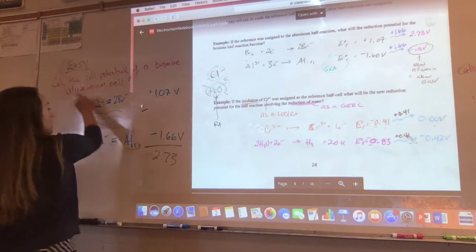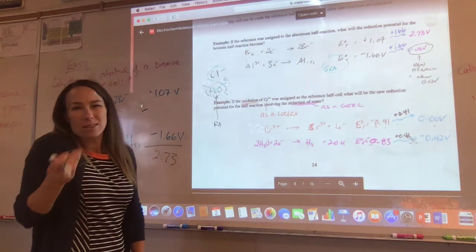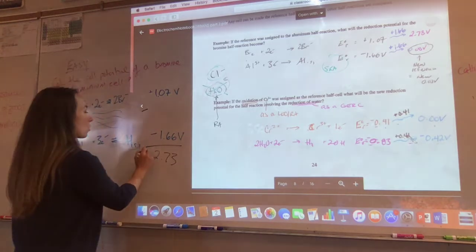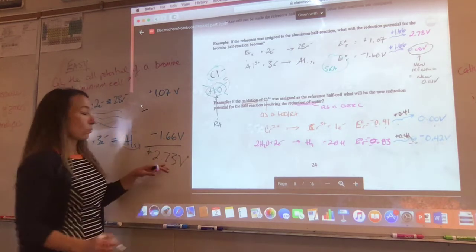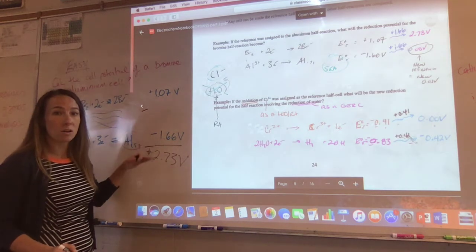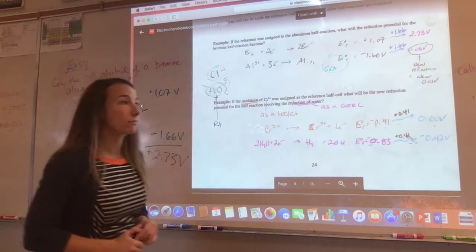2.73. This is a spontaneous reaction. Maybe I see a voltmeter instead of a power source in the picture or something, so I put a positive there. If it was an electrolytic cell, I would put a negative there. So top minus bottom answer, done.